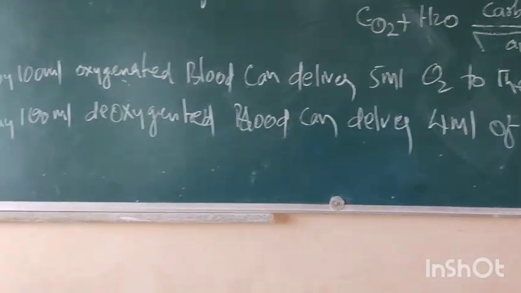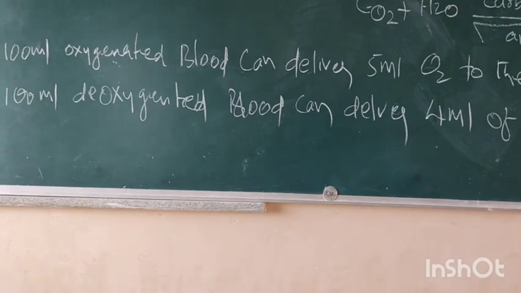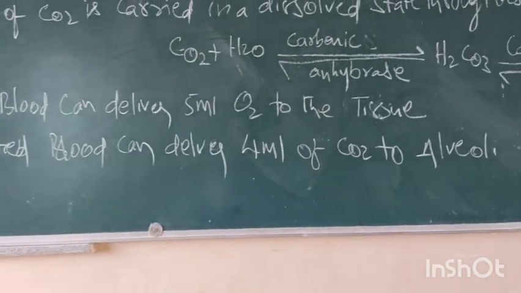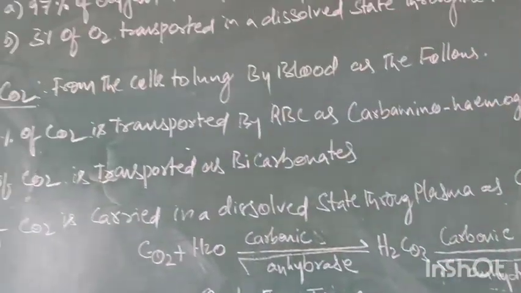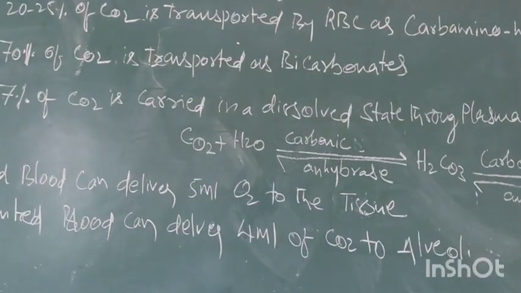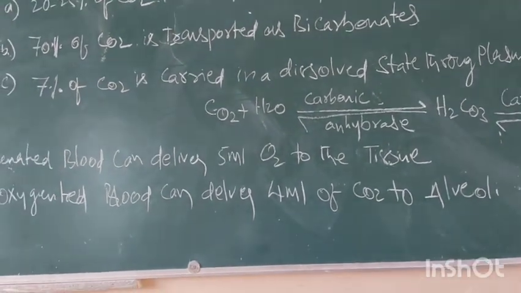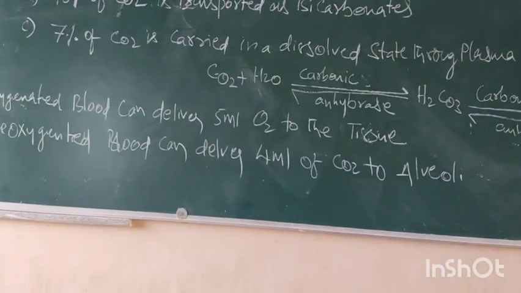Now it is the reverse. Every 100 ml of deoxygenated blood can deliver only 4 ml of CO2. This is the revision, which I already told you. Now come to a new topic, the regulation of respiration.